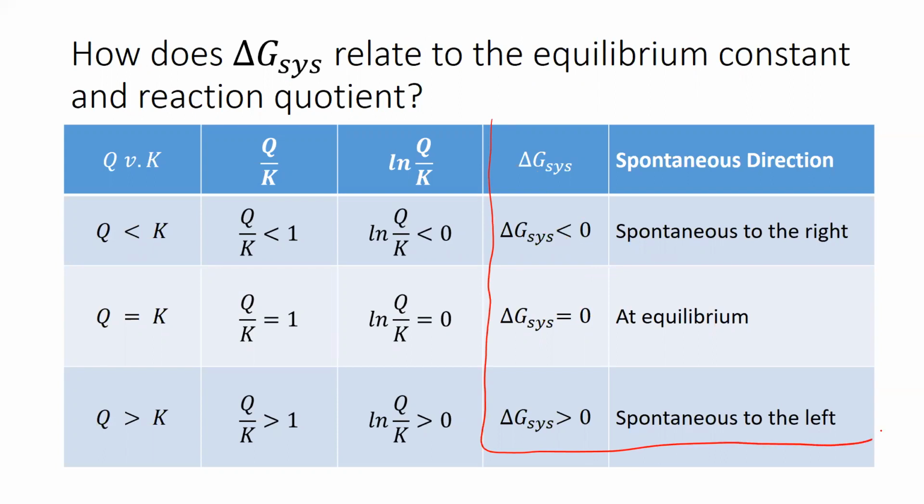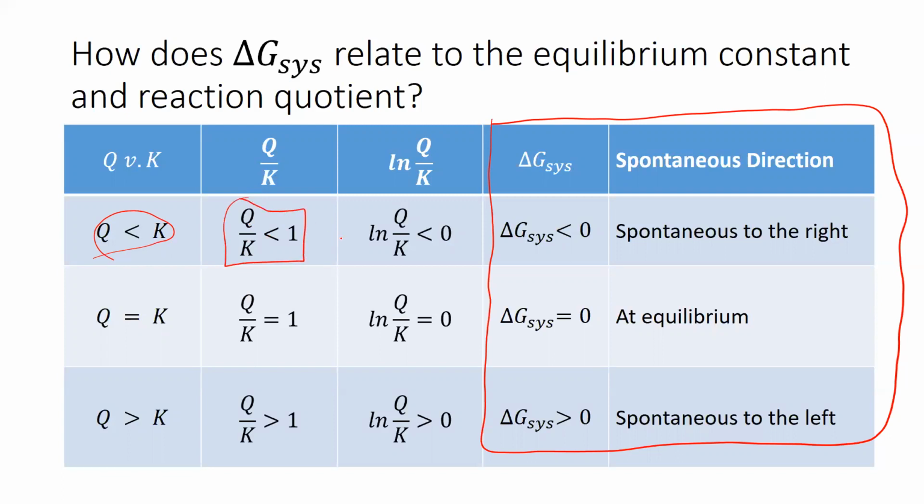This stuff here is what we were just talking about. We're going to relate that now to what we've done in the past. So when we compared Q versus K, if Q was less than K, we said it was going to go in the forward direction. So the relationship there says, if Q is less than K, then the ratio of Q over K will be less than 1.